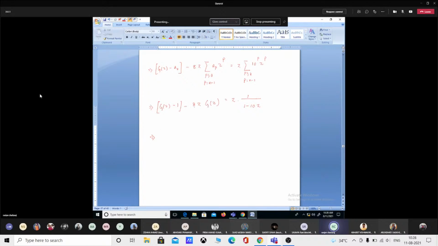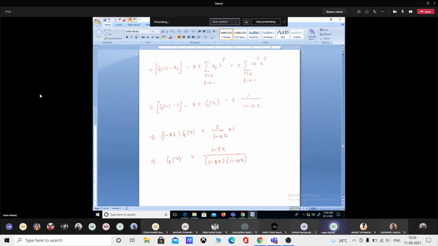You will get 1 minus 8z, and put it this side. So what will we get? Gz is 1 minus 10z, and it will be plus 1. So that gz will be how much? You will get 1 minus 10z. So 1 minus 9z divided by 1 minus 8z into 1 minus 10z. So this is your gz.